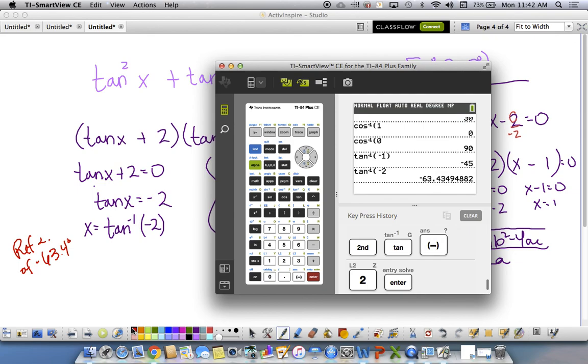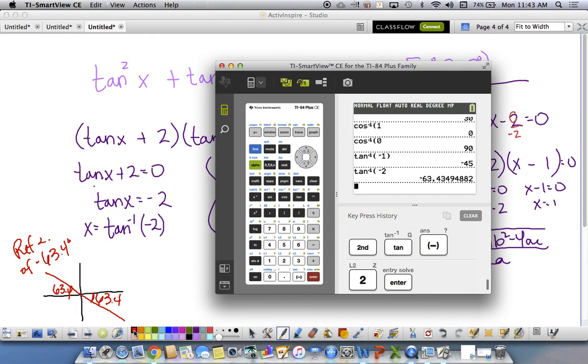So what do we do with the reference angle? We've solved for x and found our reference angle. Now let's go to our quadrants. Where is tangent negative? Second quadrant and fourth quadrant. My reference angle is 63.4 degrees. It didn't come out to that pretty 30, 60, 90 or 45, 45, 90, so we're actually going to have to do some math. It's not on our plate.